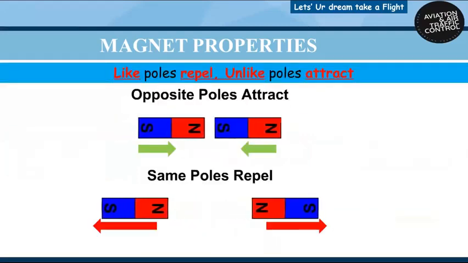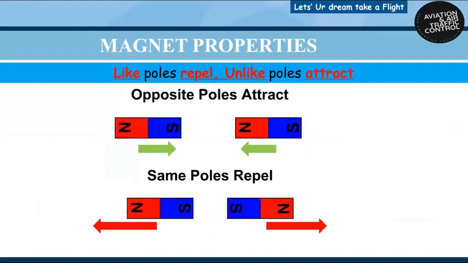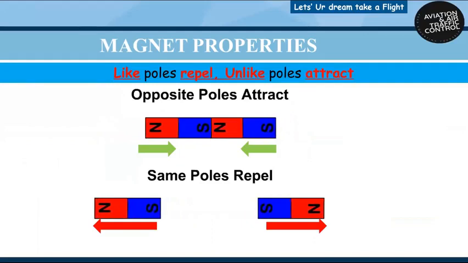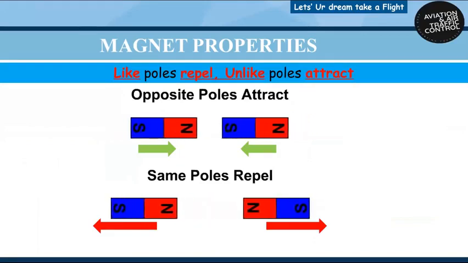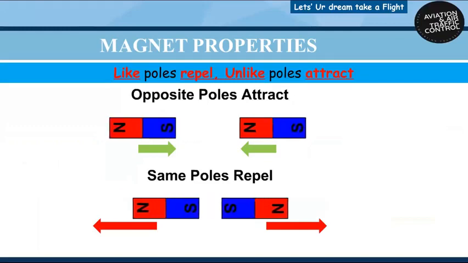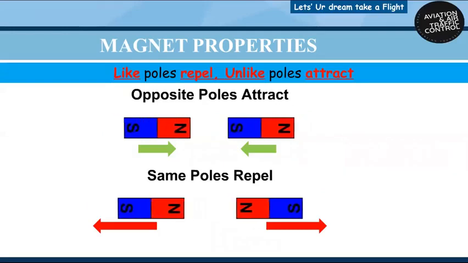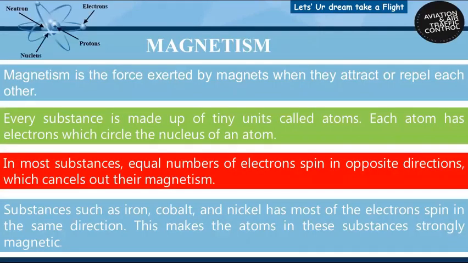When two magnets are placed with their like poles facing each other, the lines of force are in opposite directions, and hence like poles repel each other. When the unlike poles of bar magnets face each other, the magnetic lines of force are in the same direction, and hence unlike poles attract each other. Magnetism is a force exerted by magnets when they attract or repel each other.